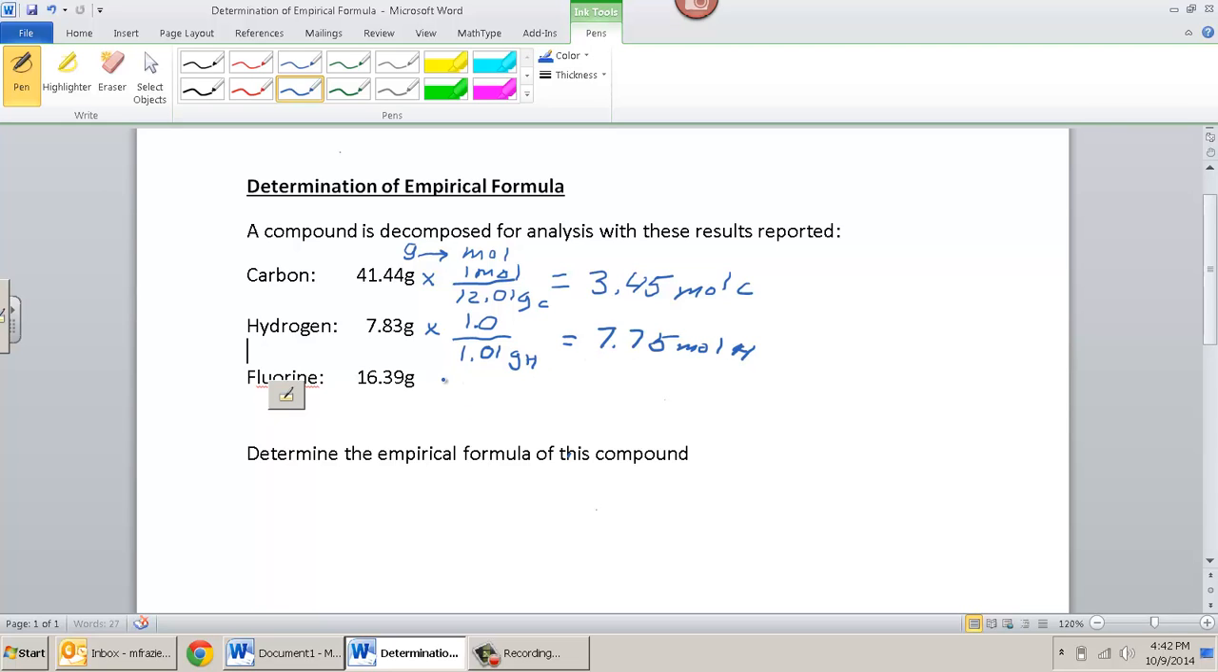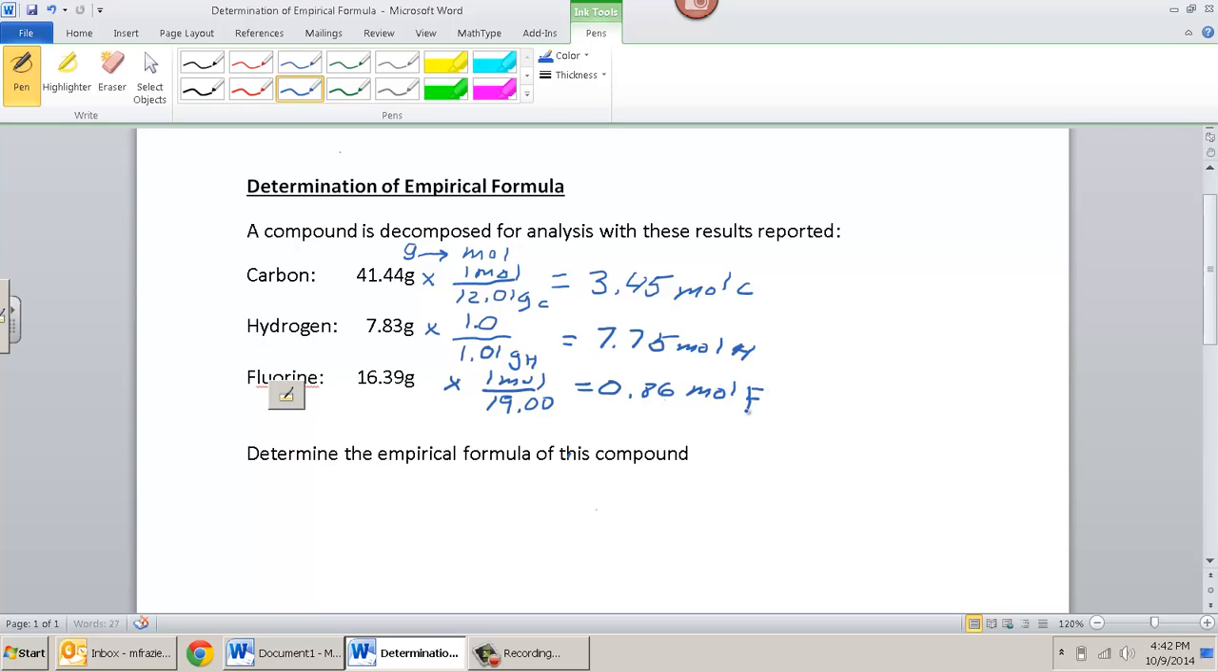Okay, and then finally, when you do the same thing for fluorine, and you multiply that by the molar mass, that's 1 mole over 19.0, you will get an answer of 0.86 moles of fluorine.